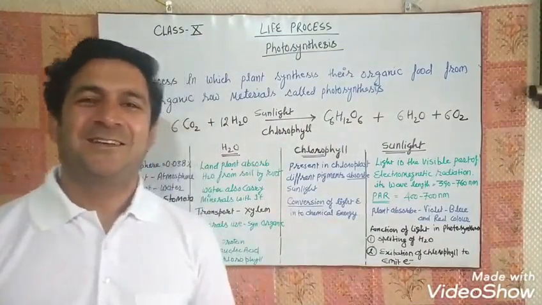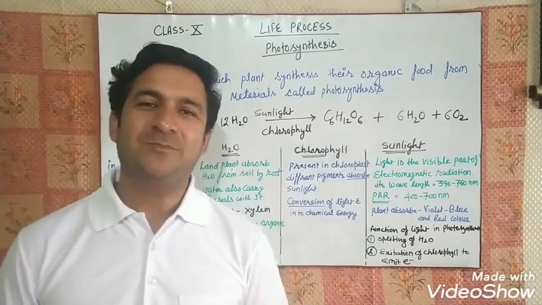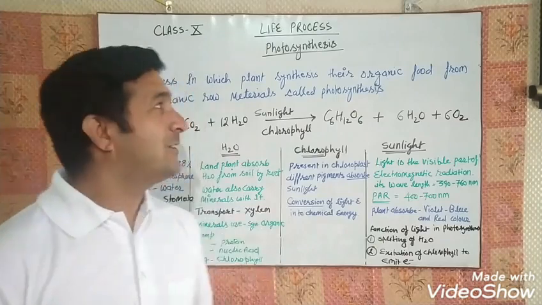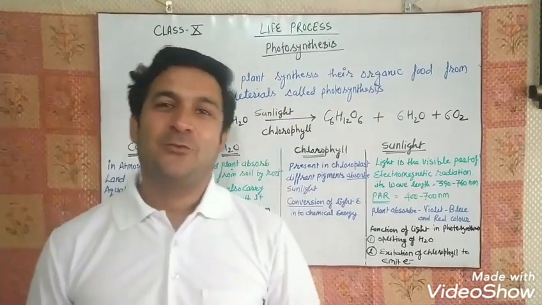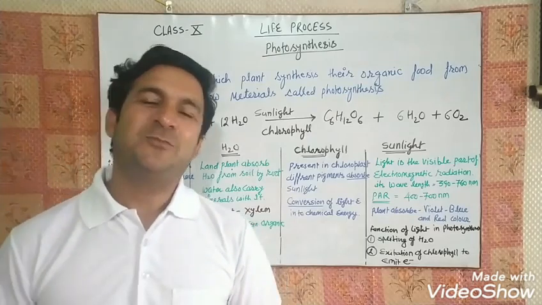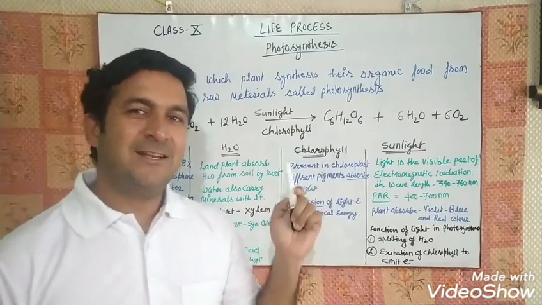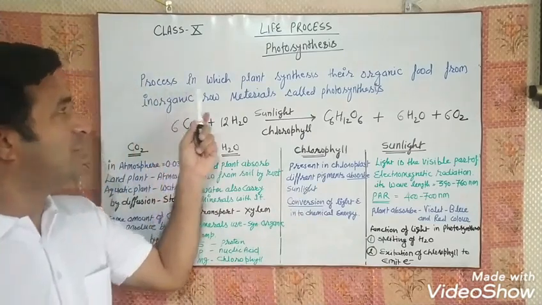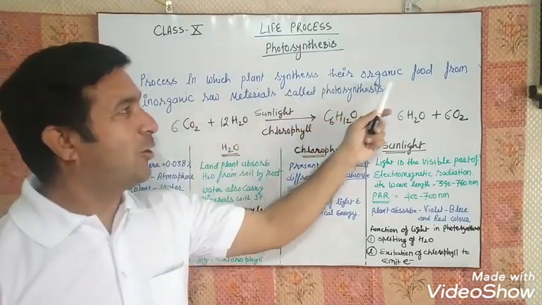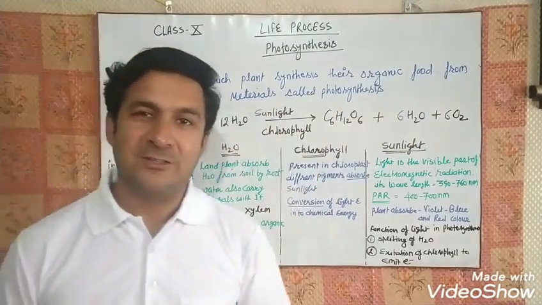Class 10th. Today we will discuss the very important topic of your biology in nutrition, that is photosynthesis. Photosynthesis is the process of a plant in which the plant can synthesize their own food. Okay, so here is the definition of it. The process in which plants synthesize their organic food from inorganic raw material is called photosynthesis.